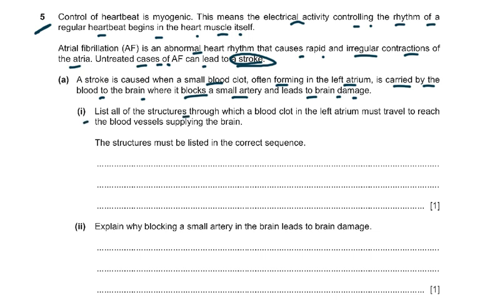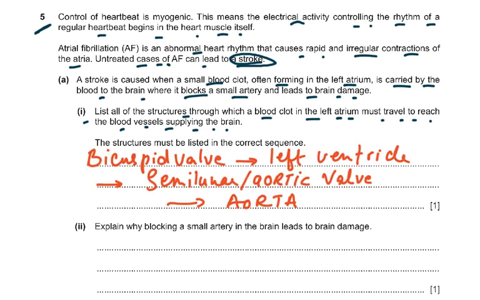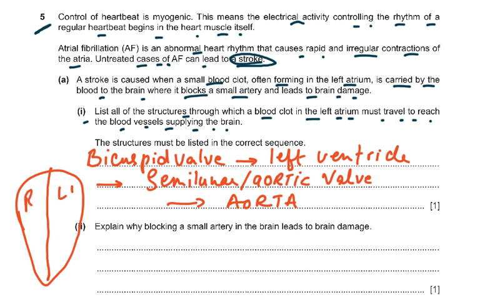List all the structures through which a blood clot in the left atrium must travel to reach the blood vessels supplying the brain. The structures must be listed in the correct sequence. Actually, if the blood clot is in the left atrium, so let's look at the diagram of the heart. This is the right side, this is the left side, this is the left atrium. So if a clot is here, it has to pass through the bicuspid valve. This is the bicuspid valve. From the bicuspid valve, it goes into the left ventricle. From the left ventricle, then out comes the aorta, and there's a semilunar valve here.